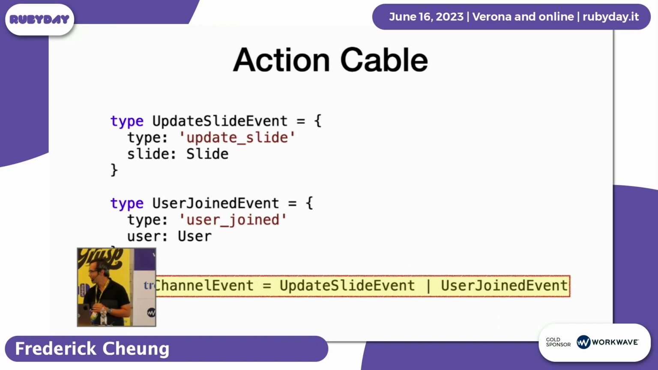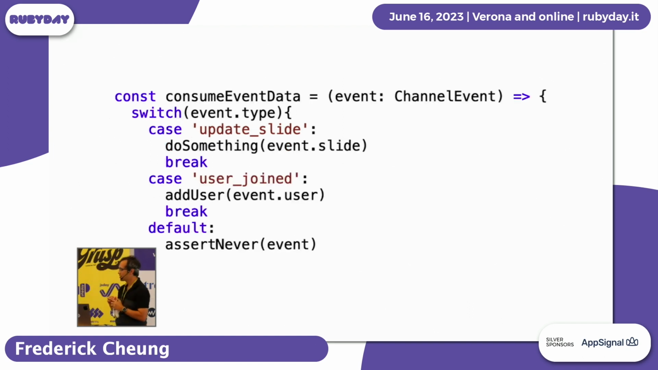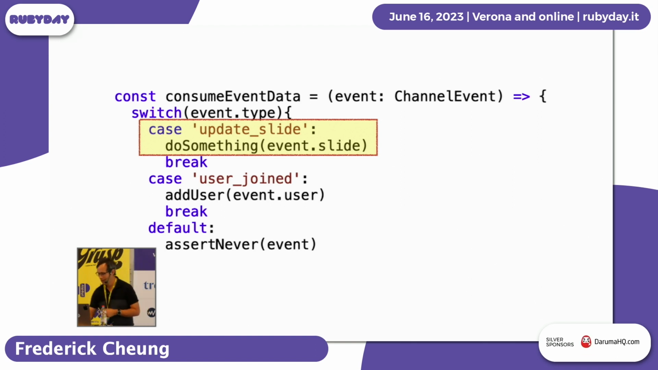And then we have some code that actually processes the event, so the Action Cable subscriber code. This does a switch statement on the type field. So here we get more narrowing. Within this case statement, the type of event has been narrowed to the update slide event, so it knows that slide exists and it knows what properties it has.